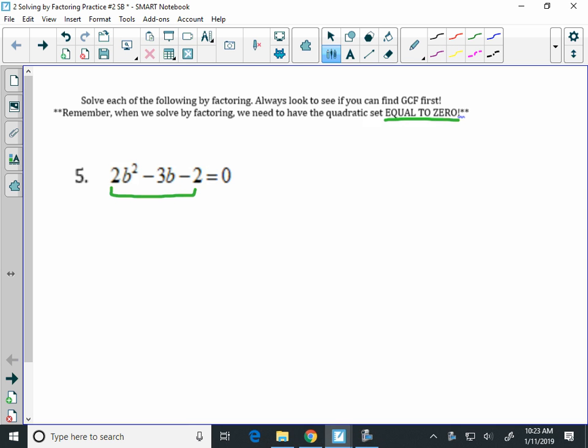For split the middle, I multiply the first and the last term together to get negative 4. I'm going to list all the numbers that multiply to negative 4 so I can find a pair that adds to negative 3. When I'm multiplying to get a negative, I'm going to need one positive and one negative number. So for example, the factors of negative 4 are 1 and negative 4, 2 and negative 2. Now I have to switch those signs. So I would have negative 1 and positive 4, and I'll just write it this way, negative 2 and positive 2.